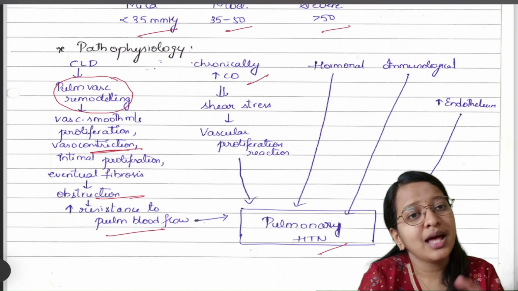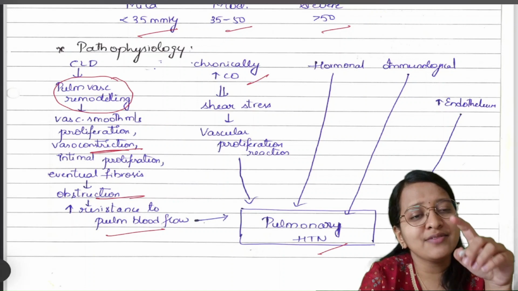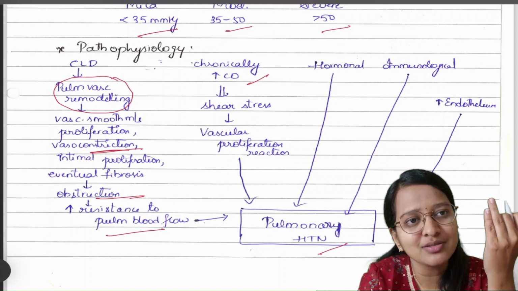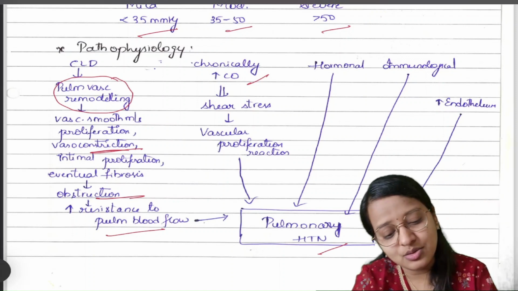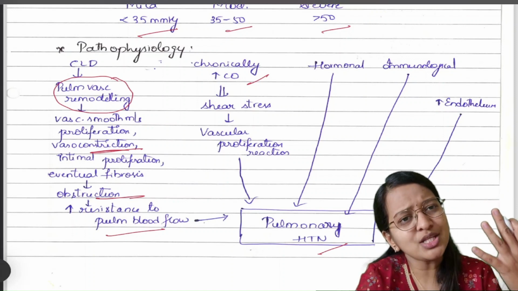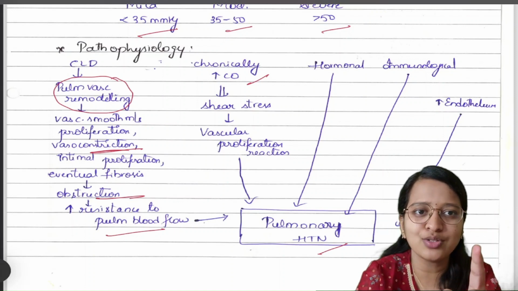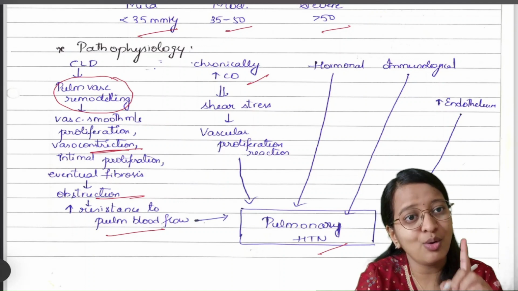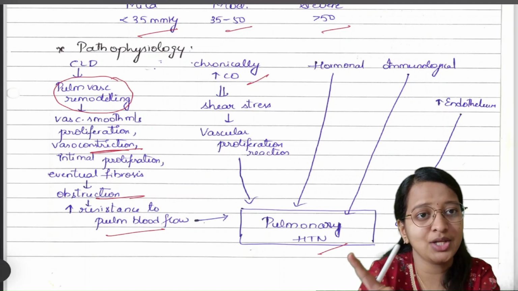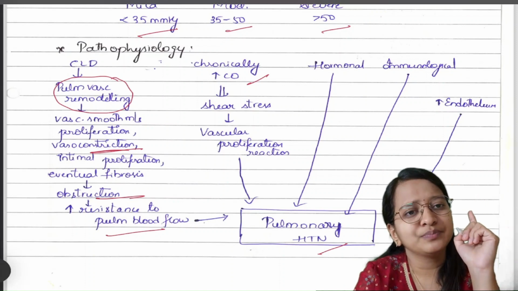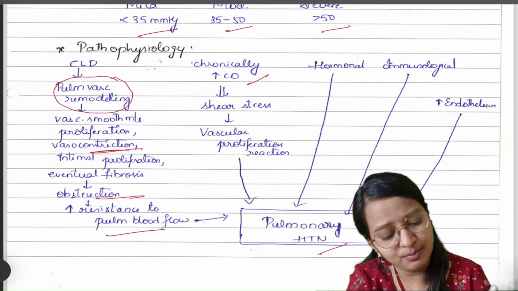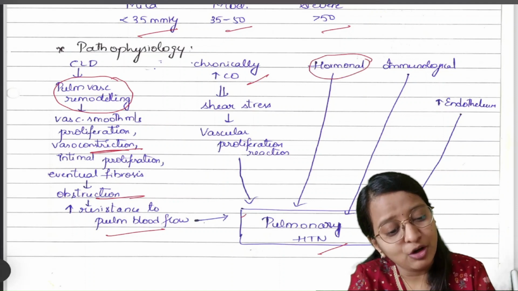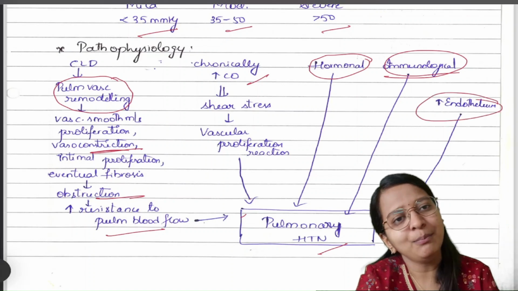Secondly, there is increased cardiac output, as I said in the cardiac manifestations, we'll learn it later. There will be hyperdynamic circulation and increased cardiac output in cirrhosis. This increased cardiac output causes shear stress, which in turn causes vascular proliferation. So the main thing is vascular proliferation caused either directly by portal hypertension or by increased cardiac output, and both cause pulmonary hypertension. Other causes may be hormonal, immunological or endothelial proliferation.